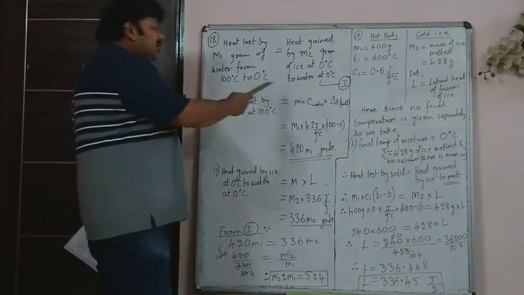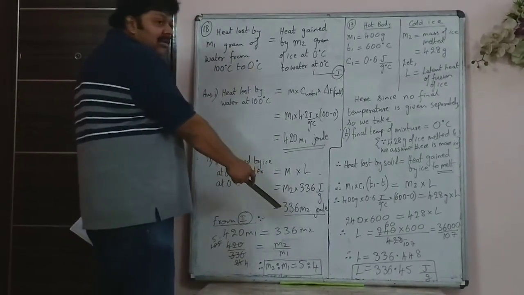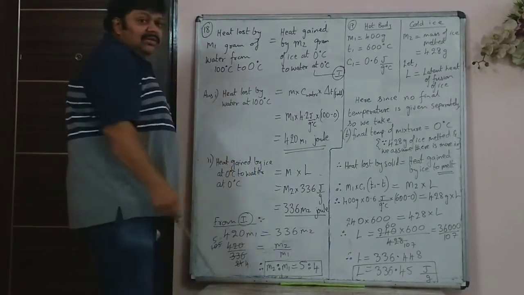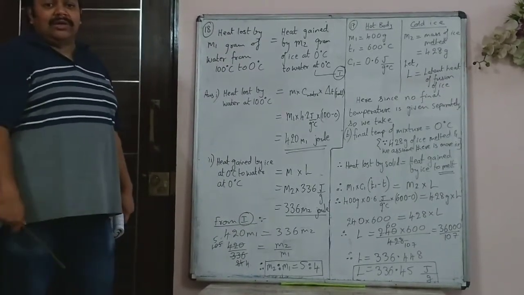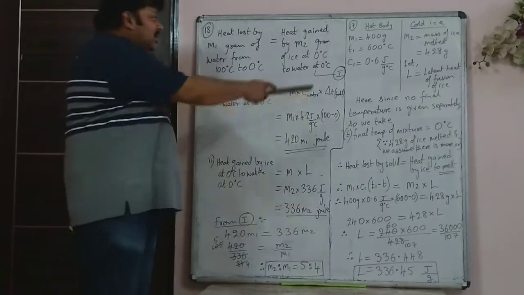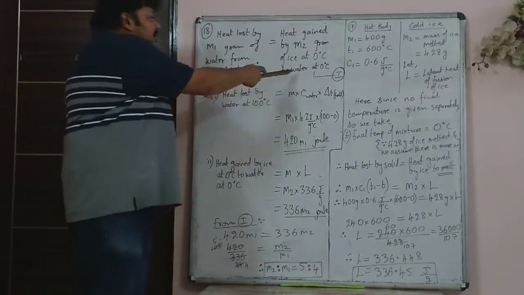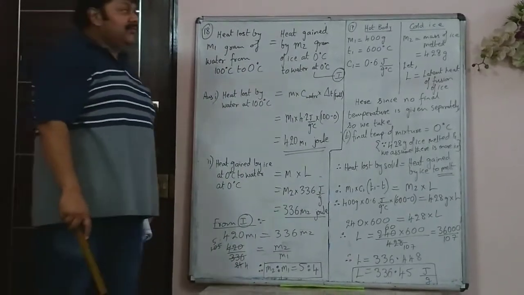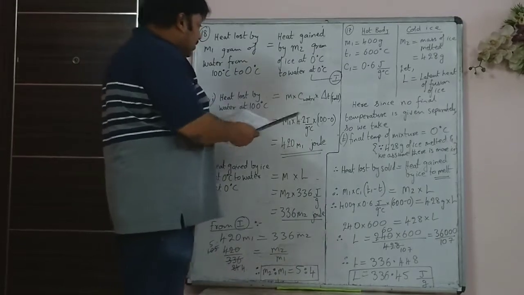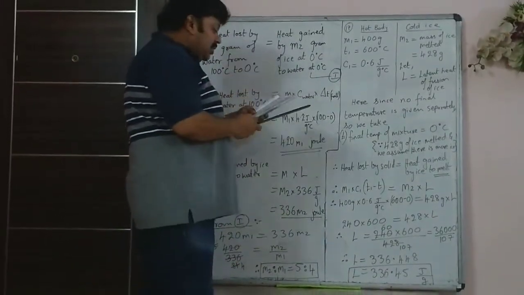So everywhere you are using the same logic that the heat lost by hot body is heat gained by cold body, till they reach the same final temperature. In this question, had they asked you what is the final temperature, then obviously it has to be 0. The hot body is losing heat at 0 and ice is only melting and becoming water at 0. 17th sum also is similar to this. I did the 18th first. 17th is also similar to this.